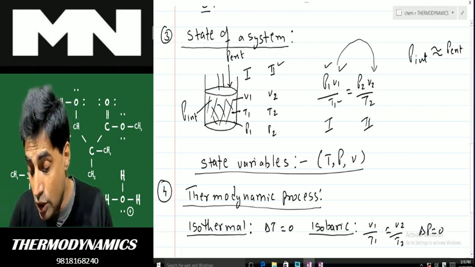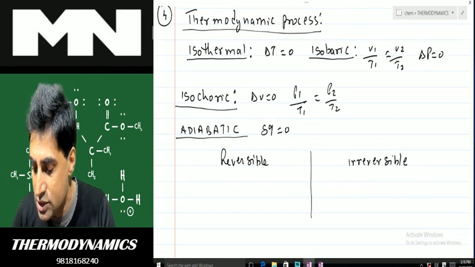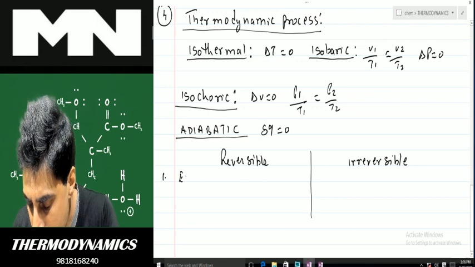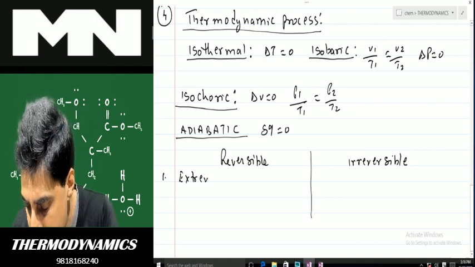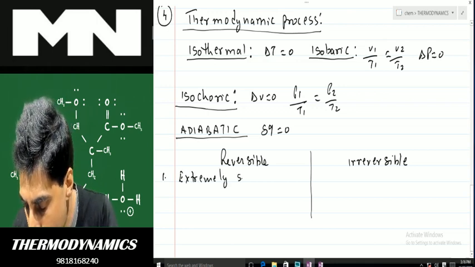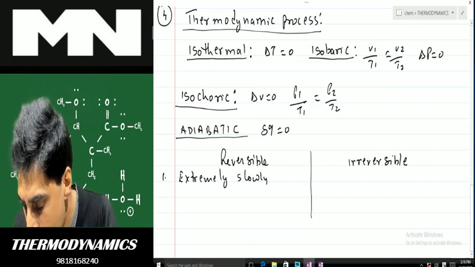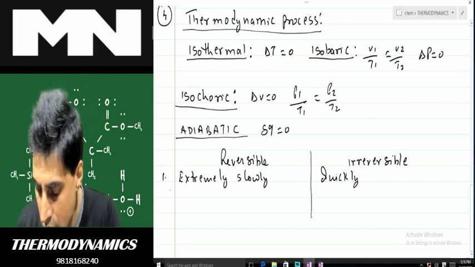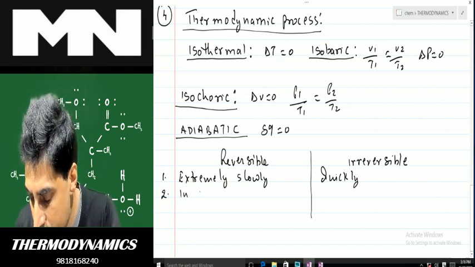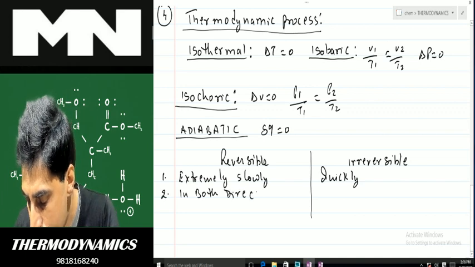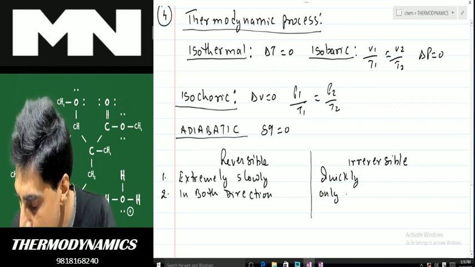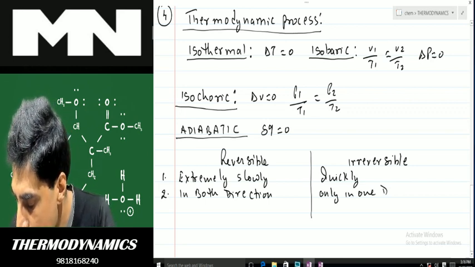So if we talk about a reversible process, it occurs extremely slowly. It occurs in both directions. An irreversible process occurs quickly. It occurs only in one direction.